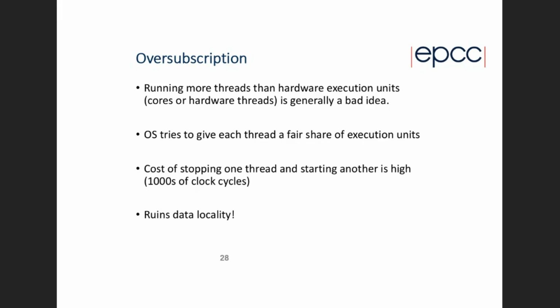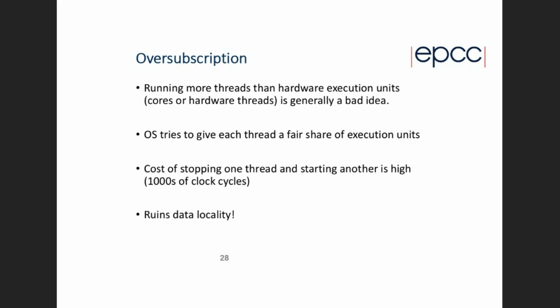It's order thousands of clock cycles, and it also ruins your data locality, because a thread that's been accessing some data and has stored it in the local cache, if you suddenly start running another thread on that same core, then it typically wants to access different data. So what's stored in the cache is useless for it.